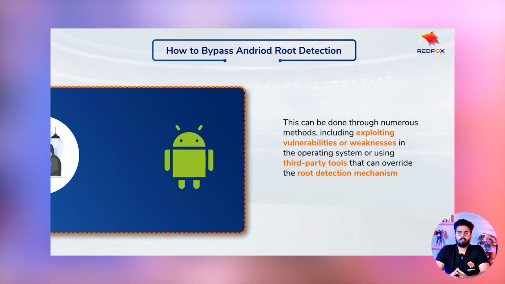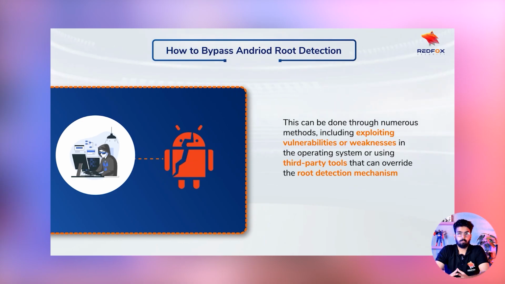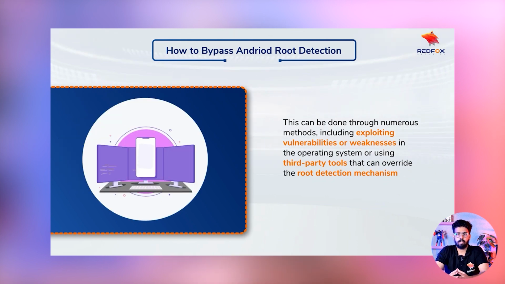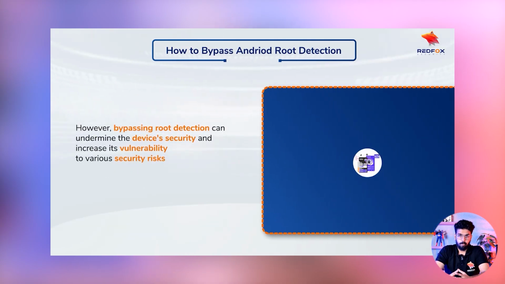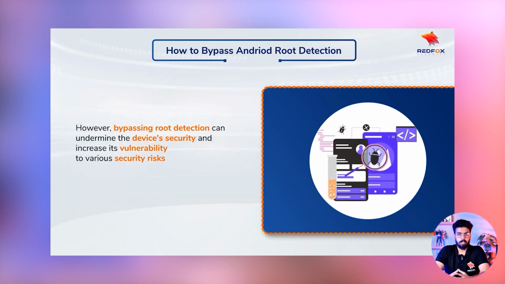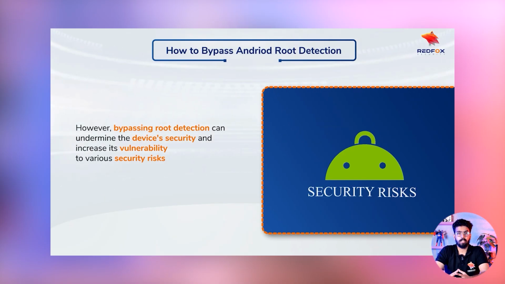How to bypass Android root detection? This can be done through numerous methods, including exploiting vulnerabilities or weaknesses in the operating system or using third-party tools that can override the root detection mechanism. However, bypassing root detection can undermine the device's security and increase its vulnerability to various security risks.